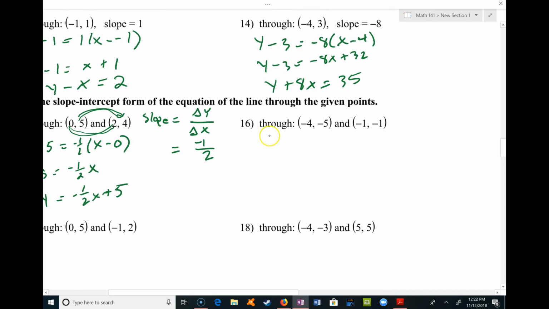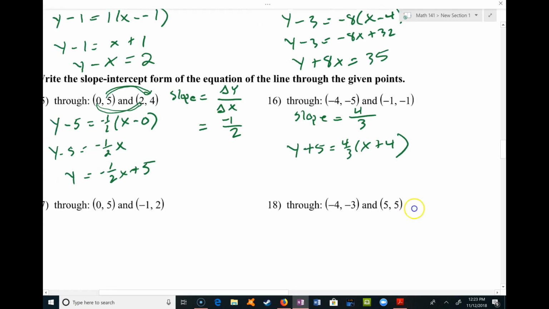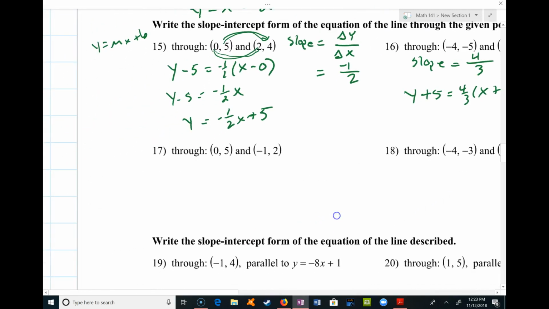So in this case, I'd find the slope first probably. So slope is equal to change in y, that it went from negative 5 to negative 1. That's down 4. I'm sorry, no it's not. It's up 4. Positive 4. And from negative 4 to negative 1, that's a positive 3. So then I'm going to go y plus 5, because minus a negative 5, is equal to 4/3 times x plus 4. And of course you could distribute the 4/3 through and put it in slope-intercept form.